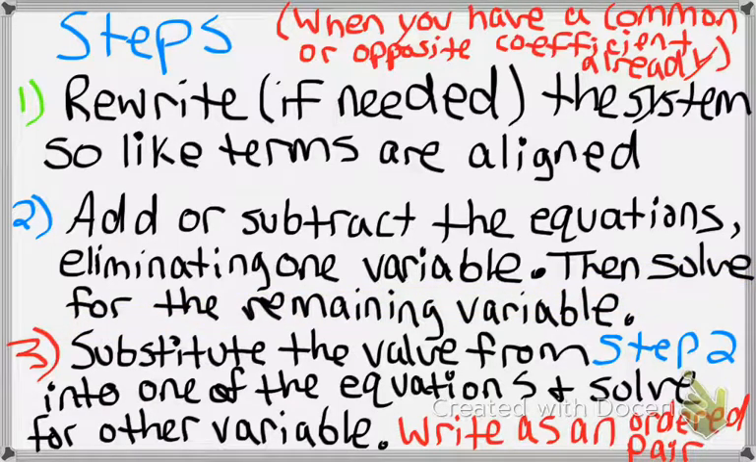So if your x's cancel out, you're going to solve for y. If your y's canceled out, you're going to solve for x. You're going to get an actual number value. You're going to get x equals 4 or y equals 2. You're going to get an actual number.